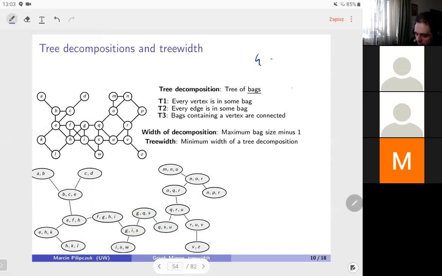So I have 4 cops, and I want to catch the robber in this graph. The strategy is to always keep the cops on one bag of the tree decomposition. I have this tree decomposition, and this is my strategy for the cops. Say I start with this bag, so my cops initially land on these 4 vertices. This is round 1.